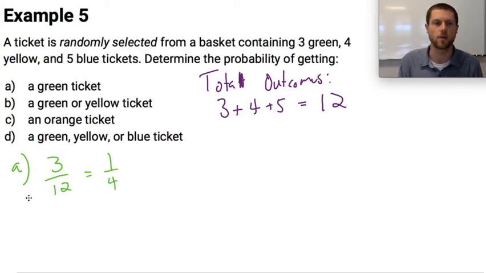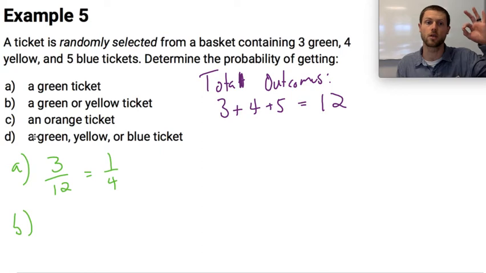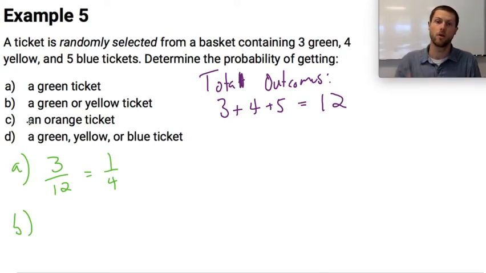For a green or yellow ticket, let's stay green here, that's going to be, if I can pull a green, so I'm successful if I pull a green or if I pull a yellow. So that means that I'm successful if I pull a green out, that's 3 of them, or if I pull a yellow out, that's 4 of them. Either of these things happening is success.